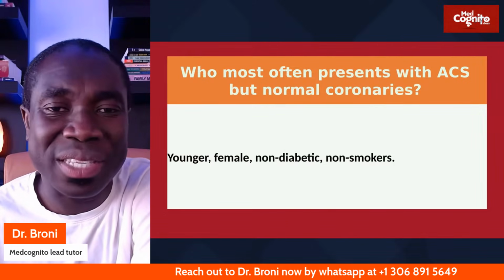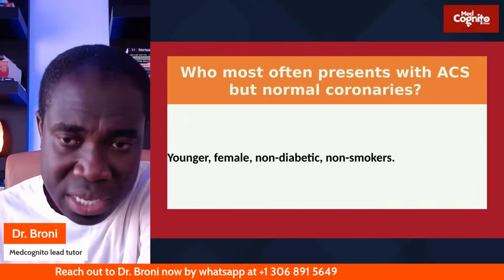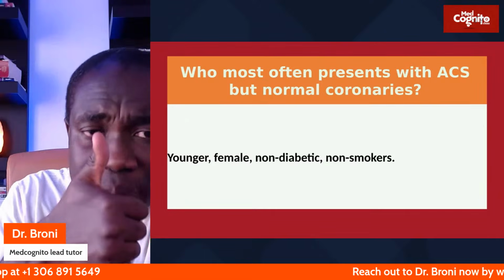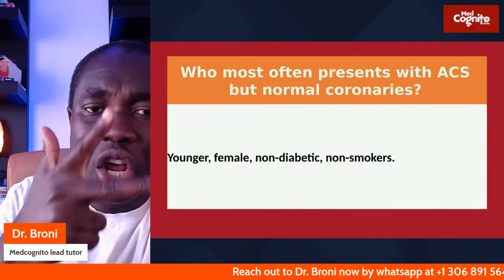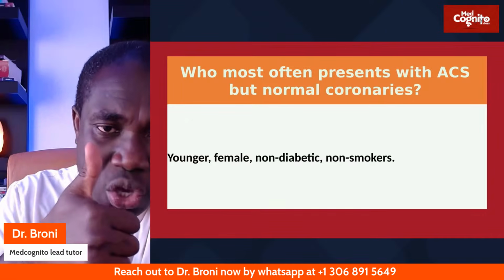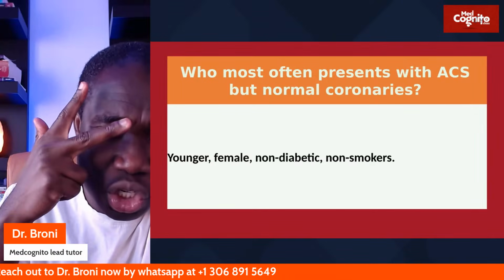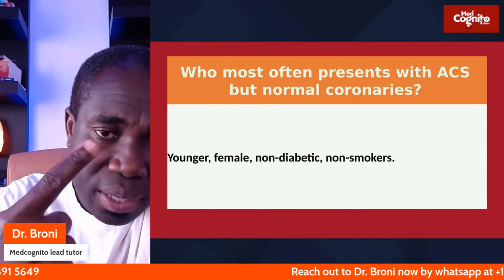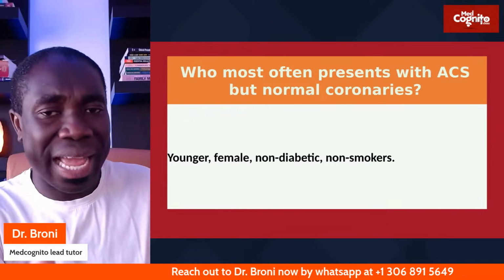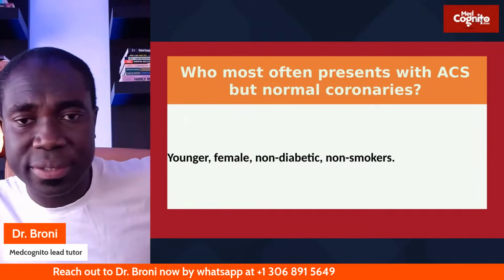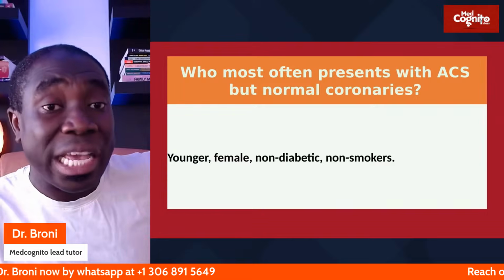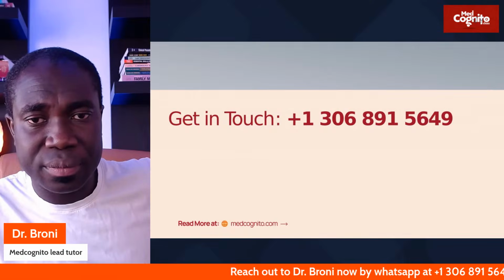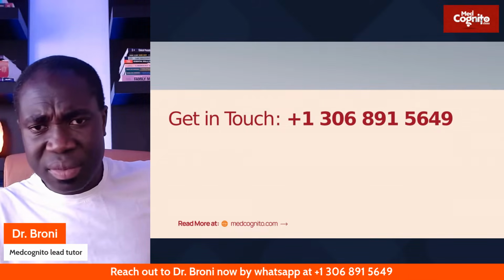Who most often presents with acute coronary syndrome but normal coronaries? It's young people, females, non-diabetic, and non-smokers. Let me say it again. Young people, female, non-diabetic, and non-smokers. These are the people who usually present with acute coronary syndrome but normal coronary vessels.